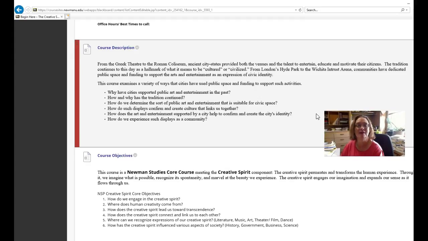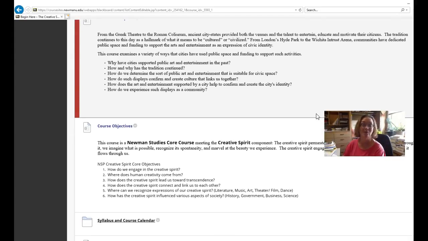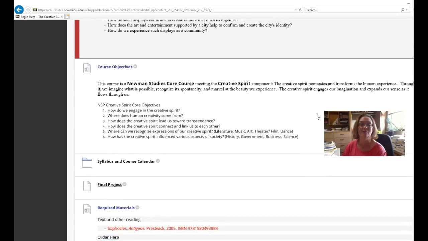So how do we confirm an identity, for example, or display who we are through such art and public venues? And then how do we as a community experience these venues when we come together? All of these objectives for our course follow in nicely with the requirements or the goals of the Newman Studies program for this area known as the creative spirit.